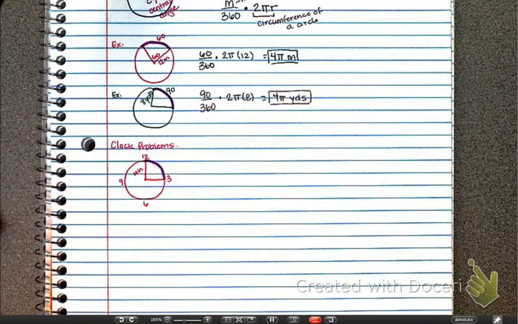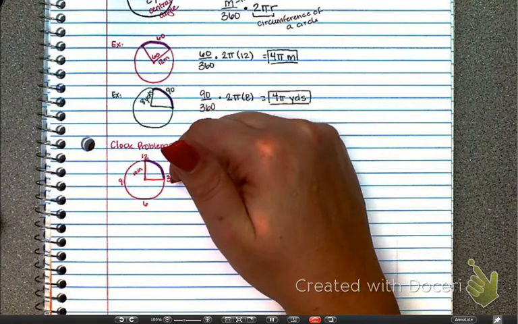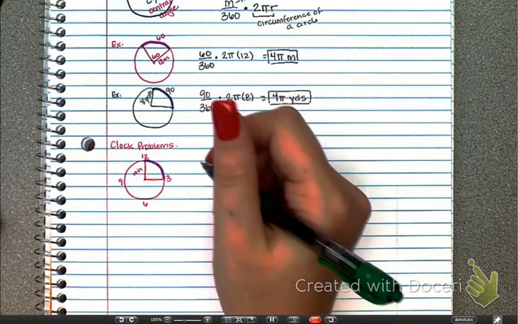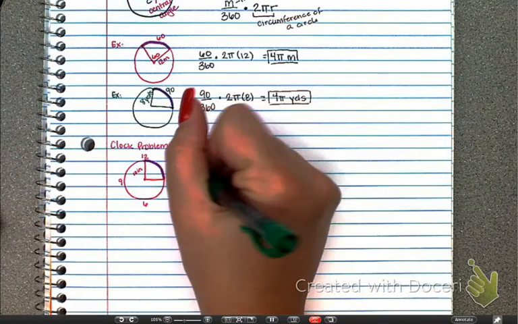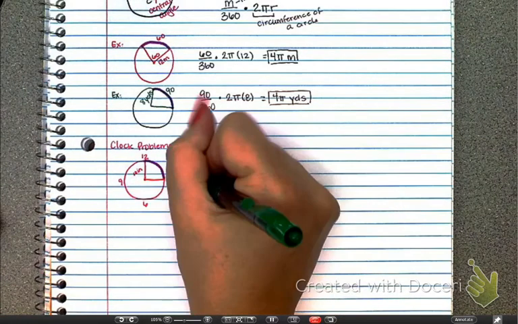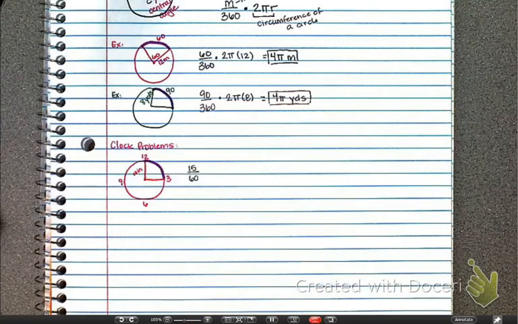How many minutes is a whole hour? 60. Okay? But I just want from 12 to 3. So how many minutes is it from 12 to 3? 15 minutes, right? 15 minutes. We're just talking about minutes. So 15 minutes from the 12 to the 3. Agreed? And you said an entire hour is 60 minutes.